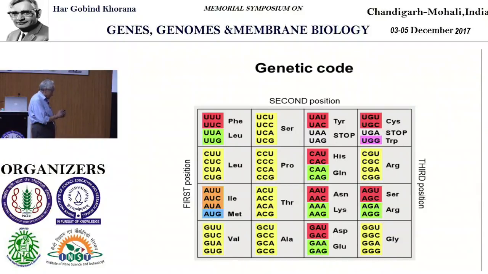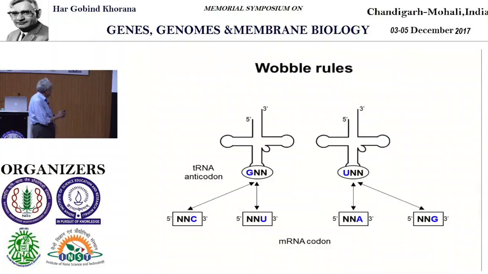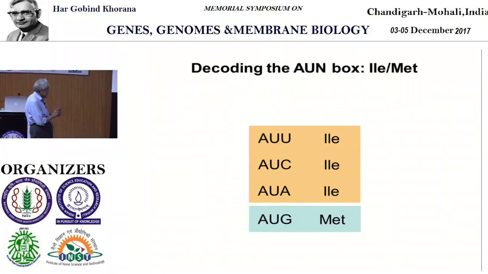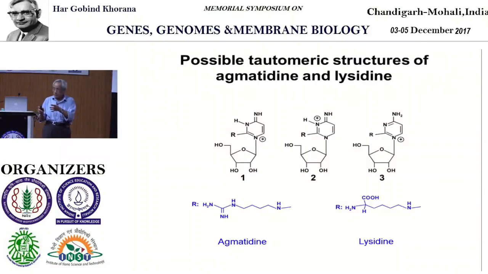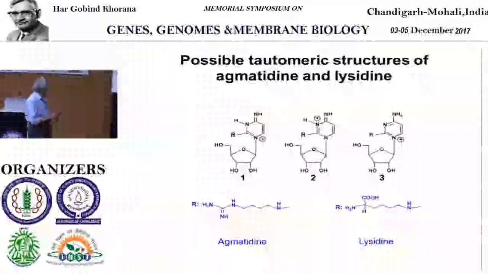So this is the story now. In both cases, you have one tRNA that reads AUU and AUC for isoleucine, and a second tRNA with a modified C that reads A without also reading AUG. The question really is, how does C base pair with A? It's counterintuitive, right? How does C base pair with A without base pairing with G? And so the question is, is that correct?